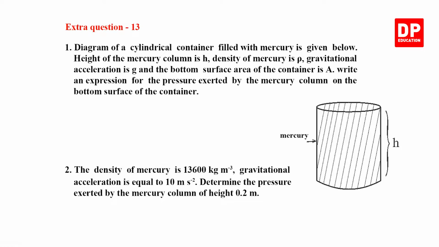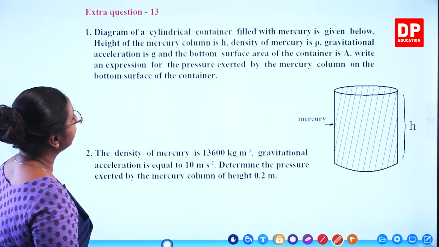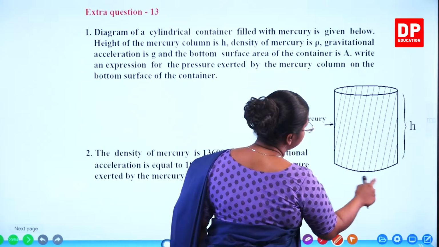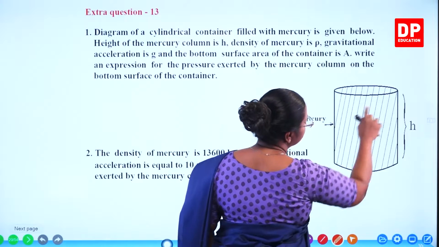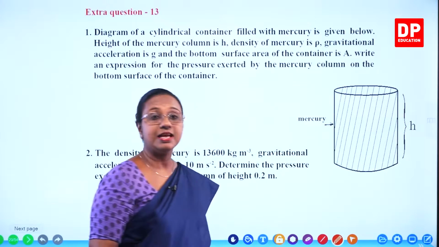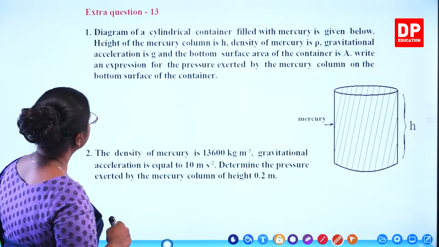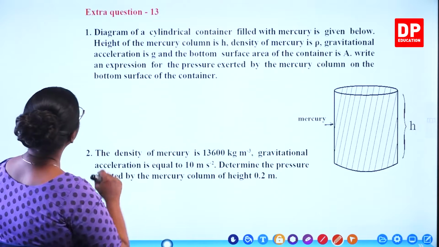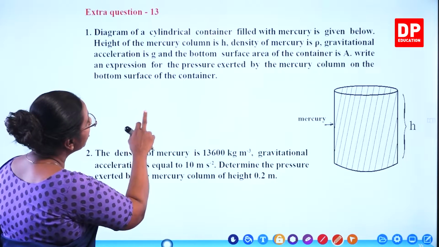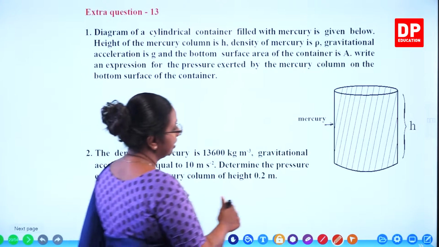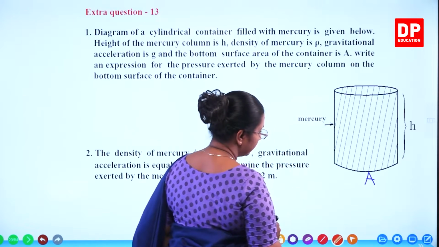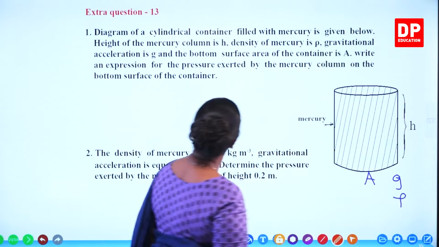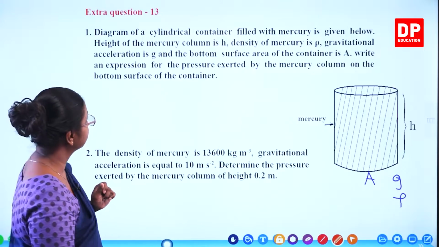Extra question 13. Diagram of a cylindrical container filled with mercury is given below. So here the diagram is given to you. This is a cylindrical container. So there is mercury inside. Here you can see the height is marked as h, the height of the mercury column. Density of mercury is rho, and gravitational acceleration is g, and the bottom surface area of the container is A. So those are the values given to us.